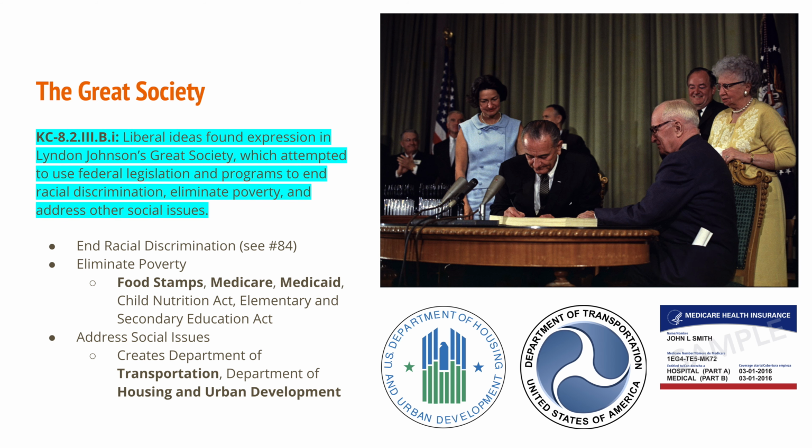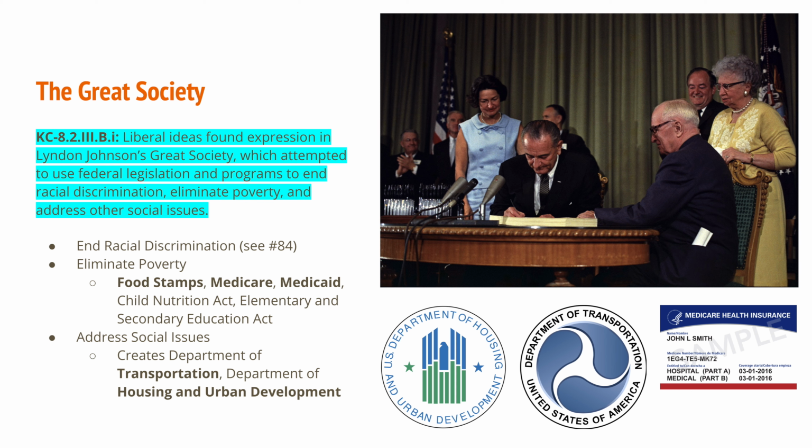All right, so liberal ideas found expression in Lyndon Johnson's Great Society, which attempted to use federal legislation and programs to end racial discrimination, eliminate poverty, and address other social issues. So for the racial discrimination programs, we are going to wait and talk about that in the next lecture, number 84. We're only talking here about poverty and social issues.